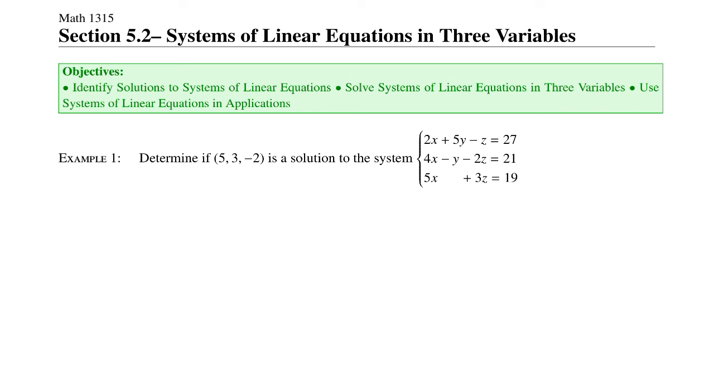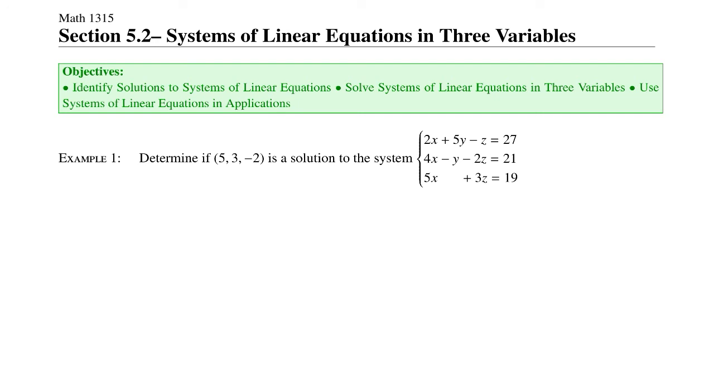Those variables are usually x, y, and z, and there is a way to draw this in space instead of just in a plane with x and y. So let's take a look at example 1. Determine if (5, 3, -2) is a solution to this system.